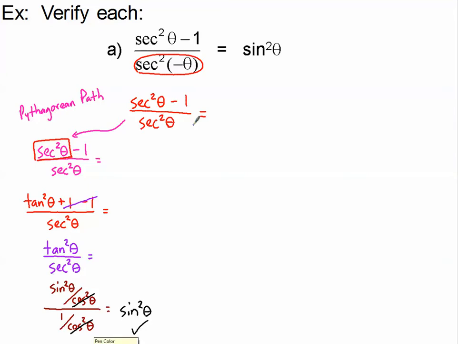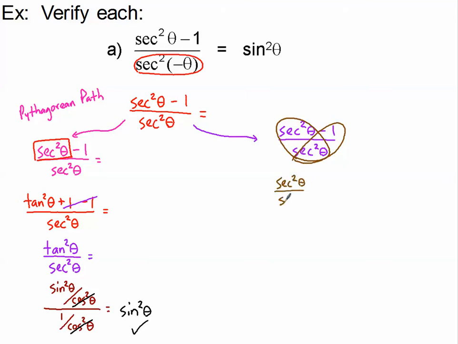Some people might take a different path. I understand that, and I'm going to show it over here. Secant squared theta minus 1 divided by secant squared. Some people might just take the little pretzel path or possibly the butterfly path. I don't know what you'd like to call it. But if you split this fraction up into the two fractions that it's actually coming from and write it as secant squared over secant squared minus 1 over secant squared.